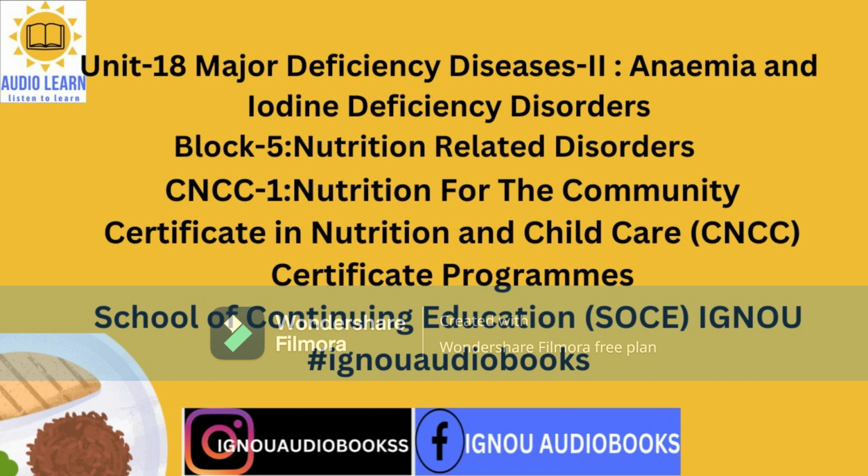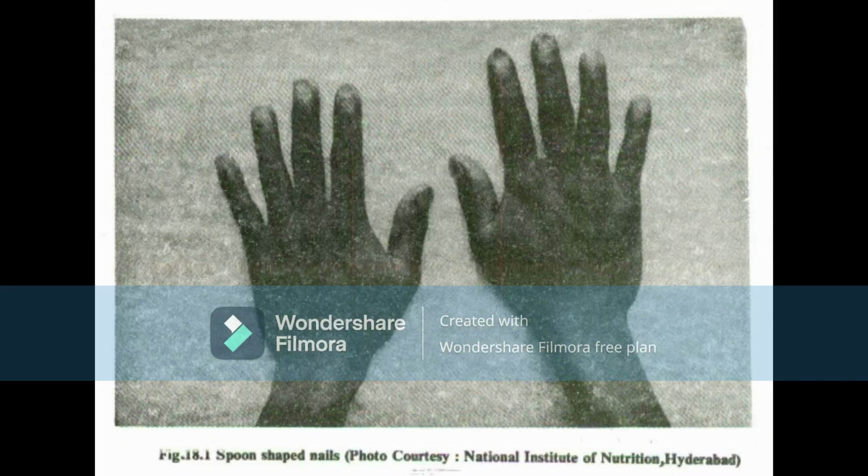Causes. What are the causes of anemia? As you know, anemia can be due to iron deficiency or folic acid and vitamin B12 deficiency. The various causes of iron deficiency anemia can be clubbed under two main headings: dietary deficits and iron losses from the body.